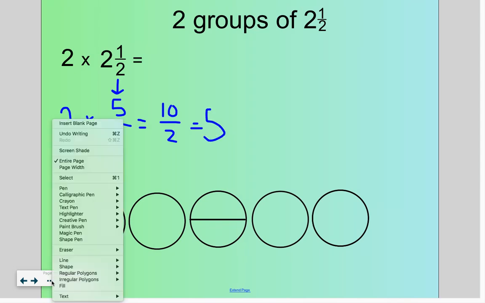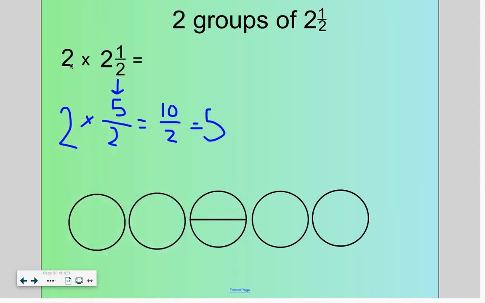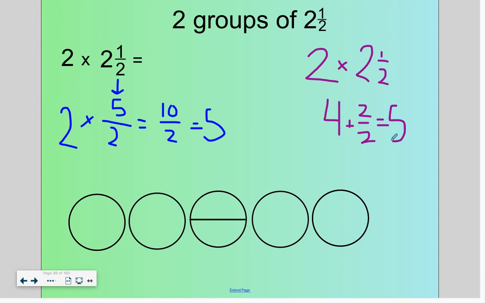If we wanted to do this as multiplying the whole number by the whole number of your mixed number and the whole number by your fraction, you can do that. This is going to be the last time I use that as an example, because my preferred way of solving is by converting to improper fractions. Let's take our 2 and multiply it by 2. That equals 4. We'll add that to 2 times 1/2, which equals 2 halves. 4 plus 2 halves, this is really the same as 1, so that equals 5.